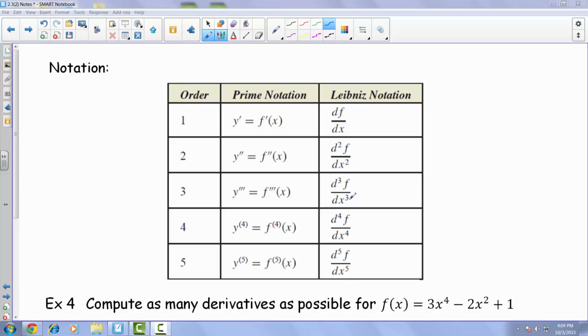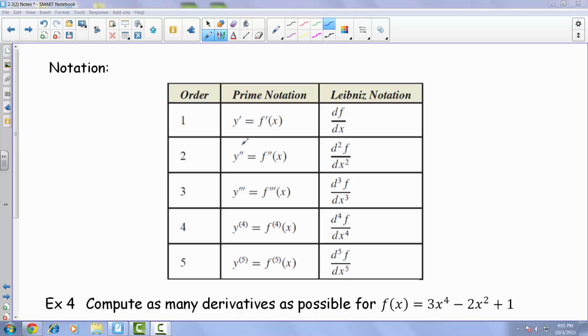Here we're just looking at some different notations. For the first one, we're trying to take the first derivative. We notice that y prime is the same thing as saying f prime of x. We've actually seen that in some previous set of notes, which is the same thing as saying the derivative of the function with respect to x. So that's what this is saying.